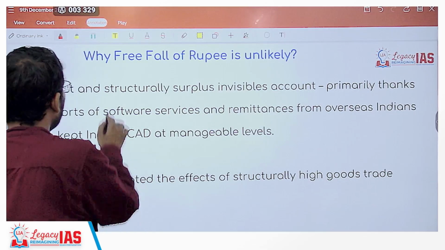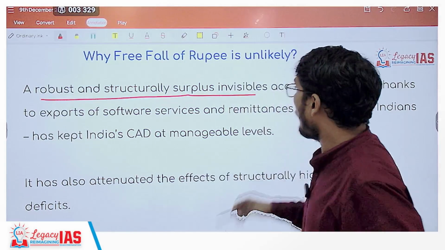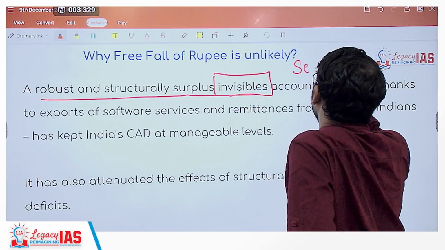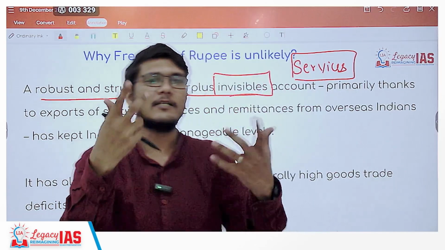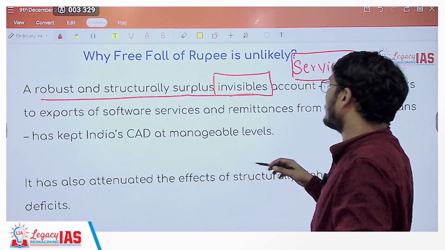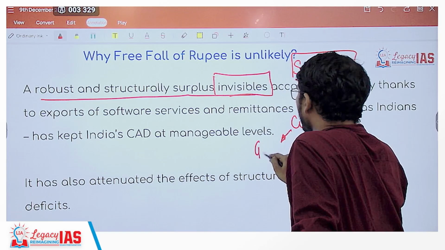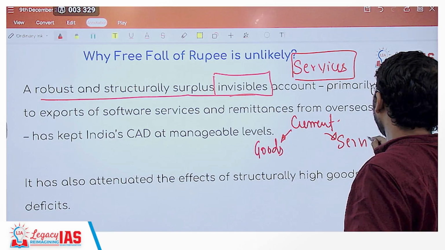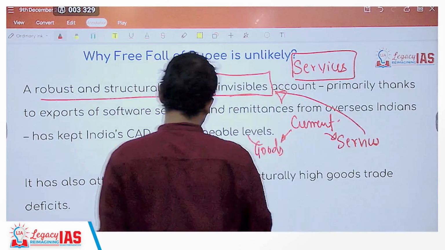Further, we have a robust and structurally surplus invisibles account. What is invisibles? The invisibles account means the account with respect to services. Why is it called invisibles? Because you cannot touch, feel or see services. Services are intangible and invisible. As a result, the current account will have two components: one is goods, commodities, that is trade, and the other is services. Services are known as the invisibles, and goods are known as the visibles.